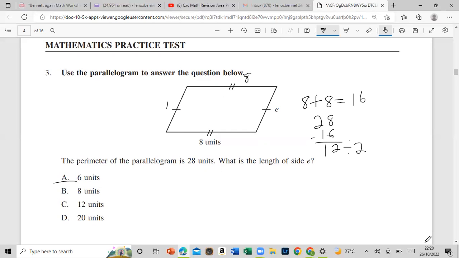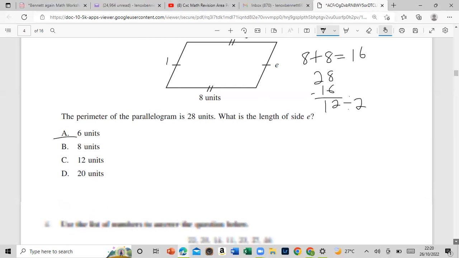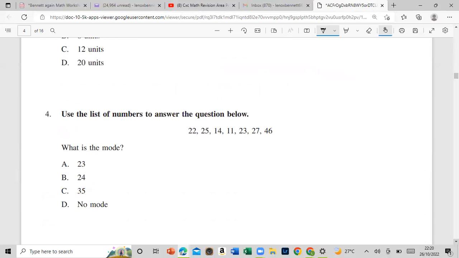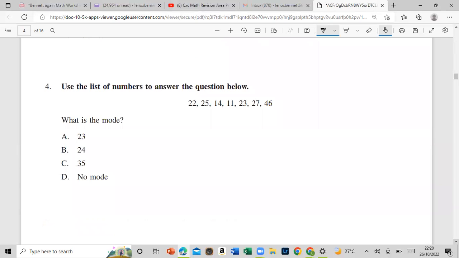Alright. So let's look at number 4. It says use a number to answer the question below. And we have 22, 25, 14, 11, 23, 27, and 46. And it says, what is the mode? Is it 23, 24, 35, or no mode? So students get a paper, then just be honest, alright? And that will be no mode. Every number occurs only once, so there is no mode. The mode is the one that occurs most frequently.